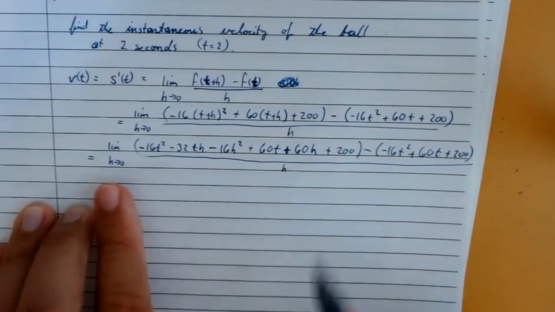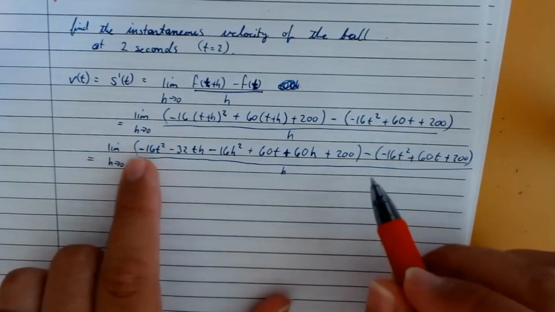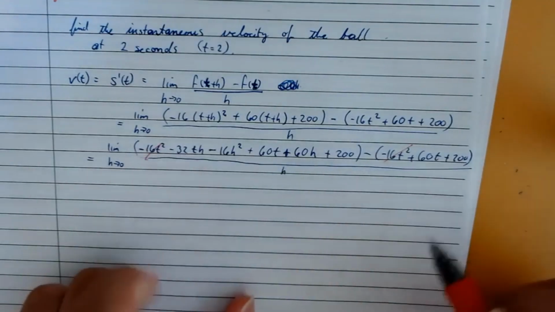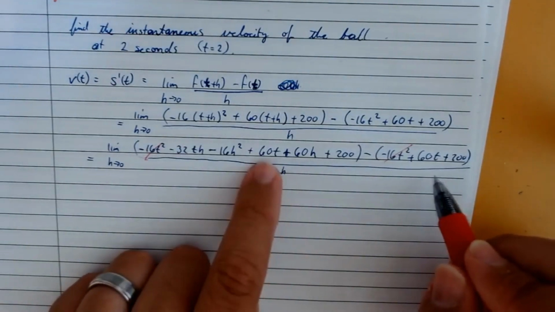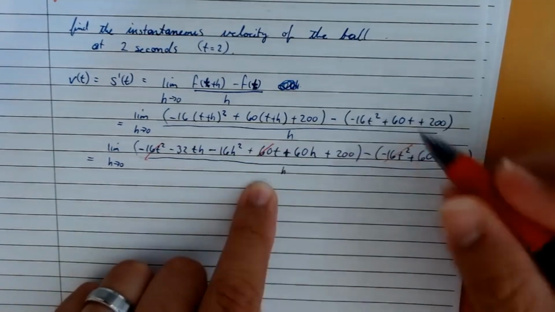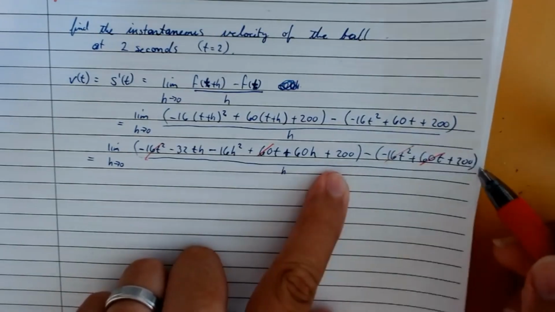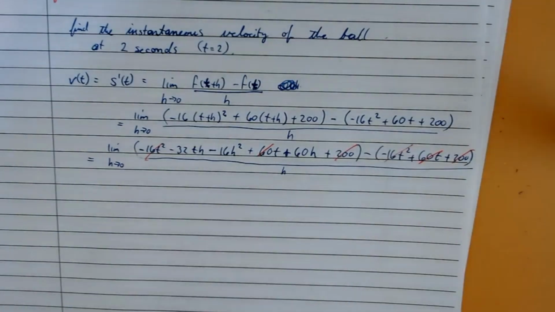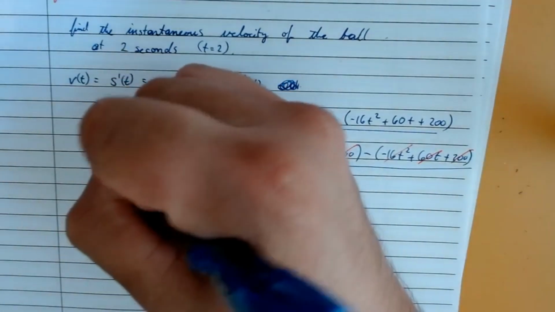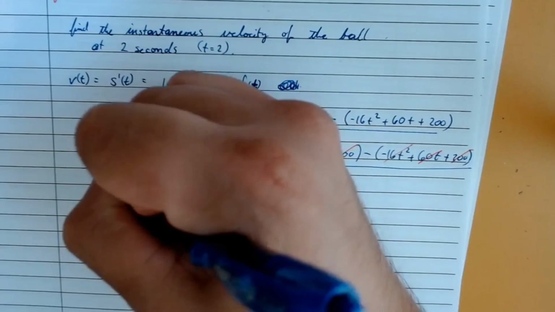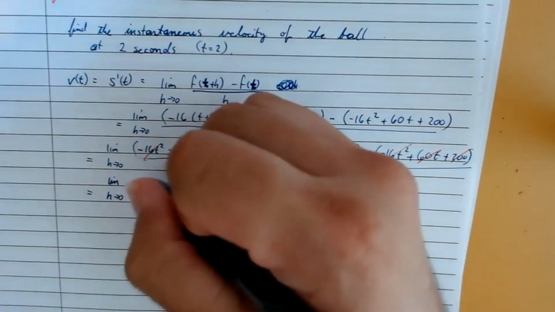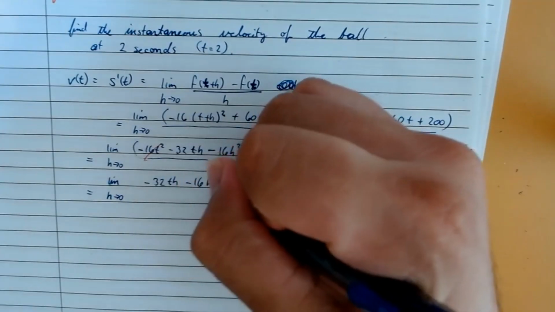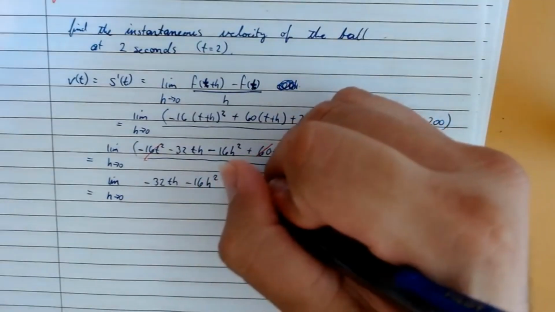Now, from here, you notice that several of your terms are redundant. They cancel out. Negative 16t squared minus itself is 0. So that's gone. If I take 60t minus 60t, that's 0. And 200 minus 200, those are gone. And that's it. Nothing else combines. So let's rewrite what we now have. We have the limit as h approaches 0 of negative 32th minus 16h squared plus 60h.